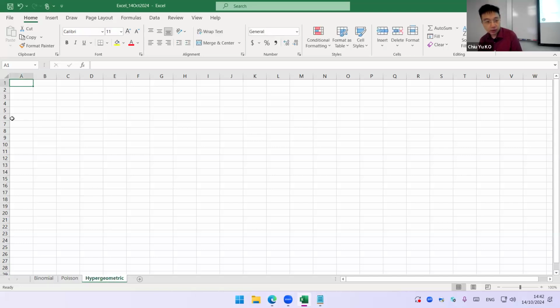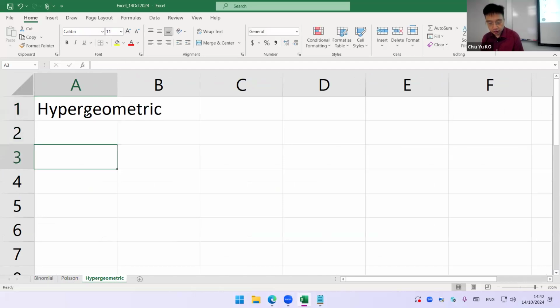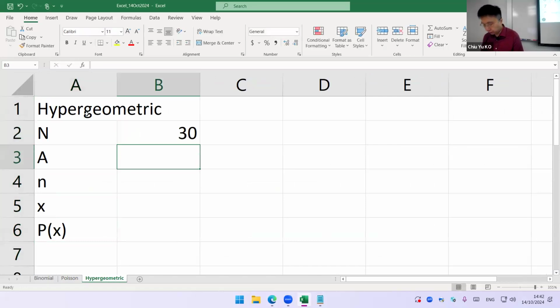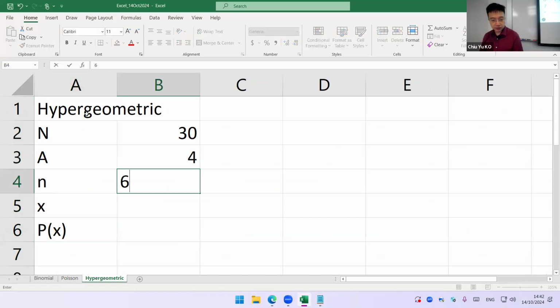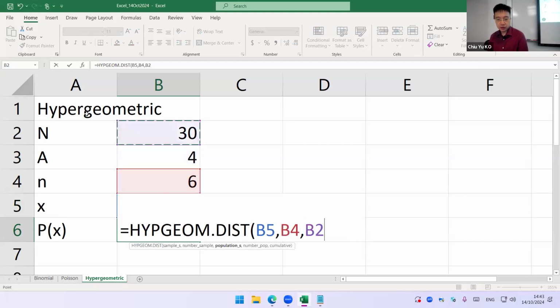Hypergeometric. And the way we do it is N, A, N, X, and P of X. We have 30 items. Our 4 is bad. And we take 6 items out. We want to know the probability that 2 of them are actually bad ones. And for hypergeometric, we just take the 6 altogether. And that simply is the hypergeom distribution. We have X there, sample here, population, this guy, and then false.